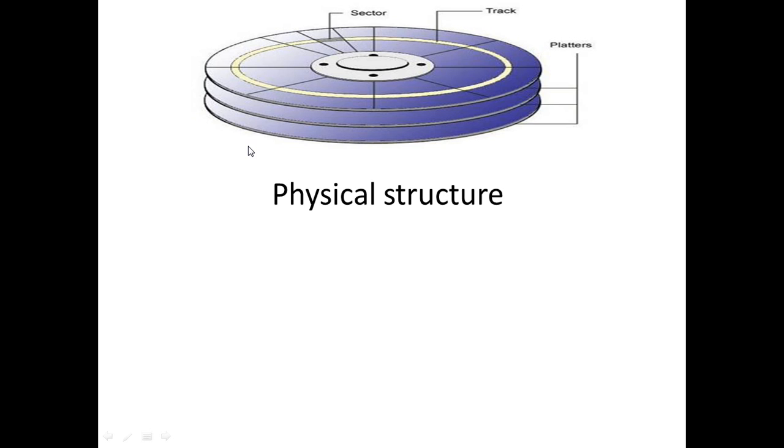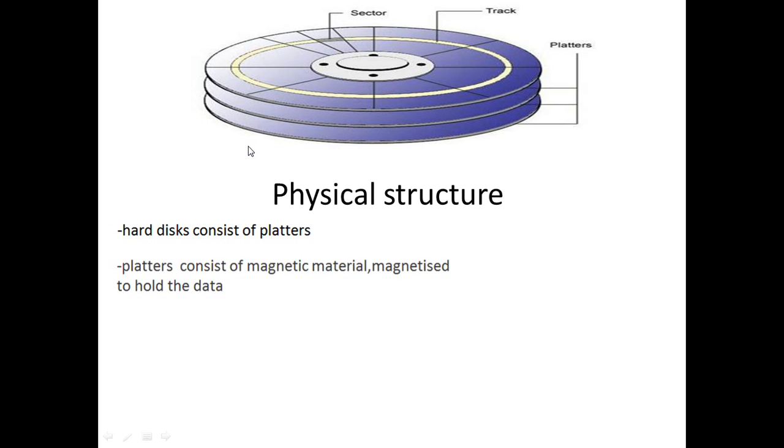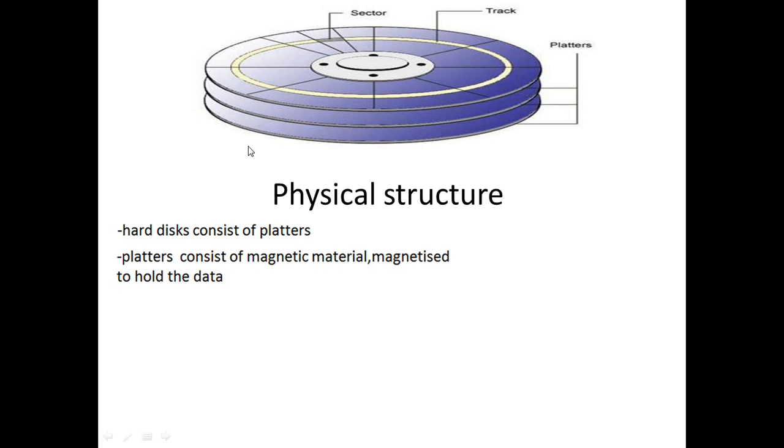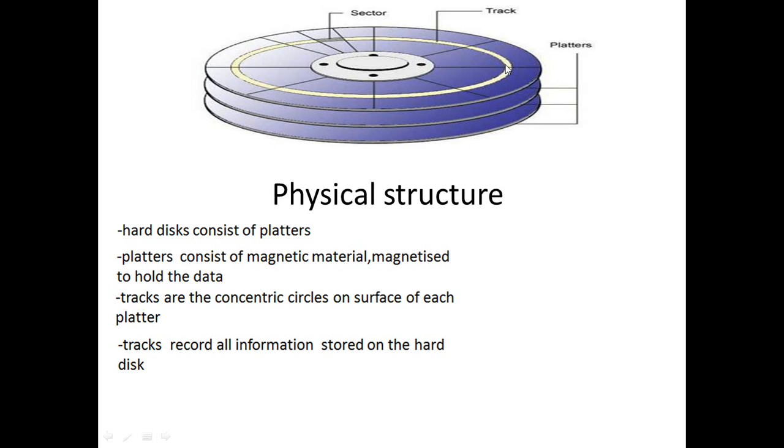So we'll see the physical structure and we'll discuss a bit. Hard disk consists of platters, as we saw. Platters consist of magnetic material magnetized to hold the data. So basically the data on this hard disk is stored in platters. Tracks are concentric circles on the surface of each platter, as you can see from this figure. The yellow ones depict the tracks. So these tracks record all the information stored on the hard disk. These are responsible for holding the data.